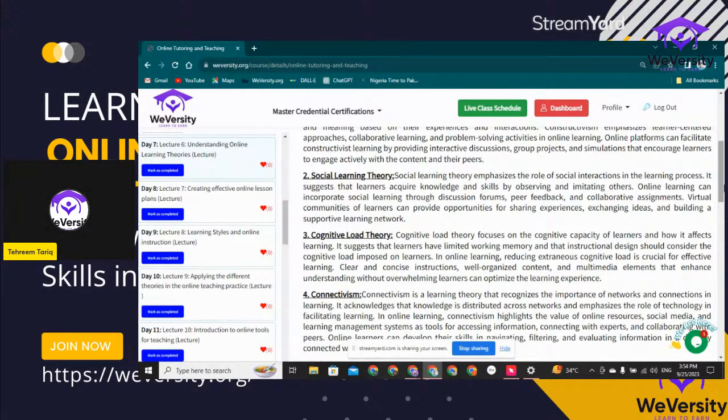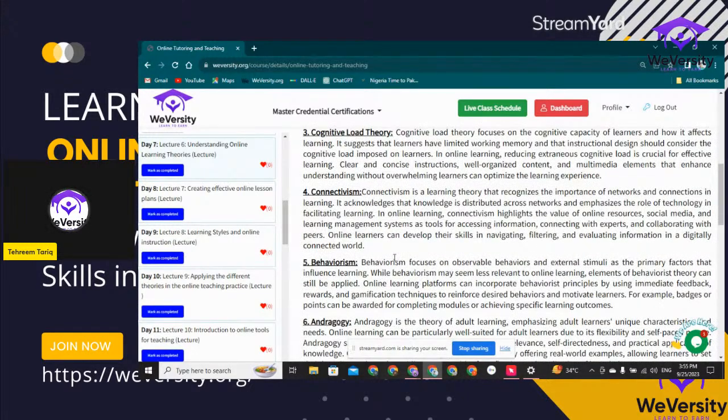You have to understand that every brain has a certain limit, and you are not going to impose content that is not bearable in a certain time slot. In online learning, reducing extraneous cognitive load is crucial for effective learning. Clear and concise instructions, well organized content, and multimedia elements that enhance understanding without overwhelming learners can optimize the learning experience.